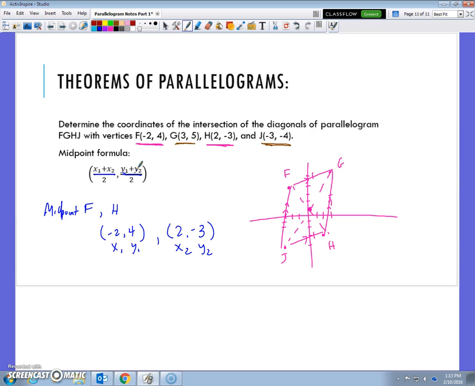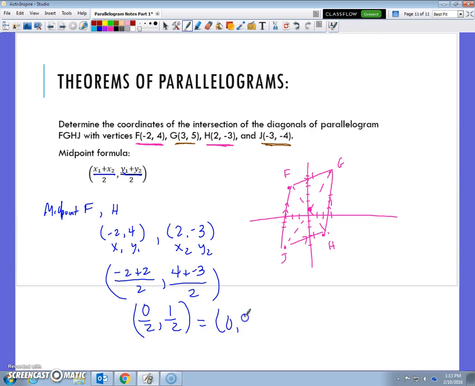It's like an average. So when I add the x's together, I get -2 plus 2 divided by 2. And when I add the y's together, I have 4 plus -3 over 2. My sketch actually looks pretty accurate. So my midpoint is going to be 0 divided by 2, comma 1 divided by 2, or in this case, (0, 1/2). That's what I'm going to say this point is.